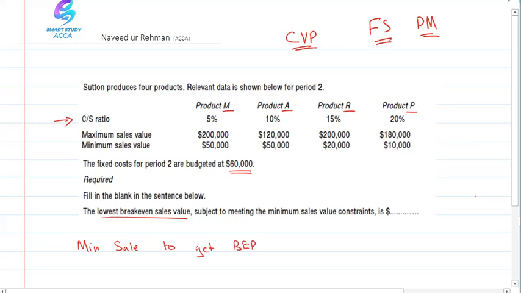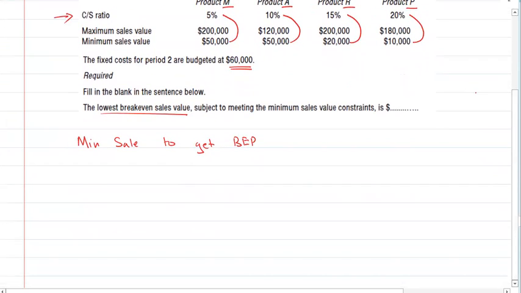As we have to find the minimum sales to get to the break-even point, the first step will be that we have to find the contribution at the minimum sales. Basically, the contribution will be the minimum sales multiplied by CS ratio for all the four products. So let me do it here.